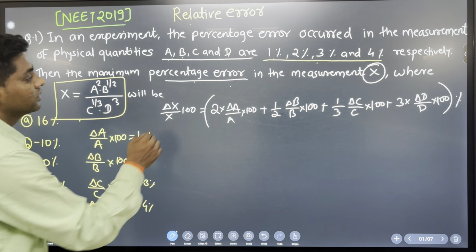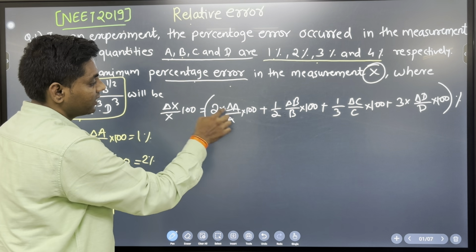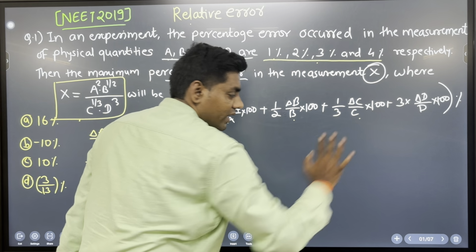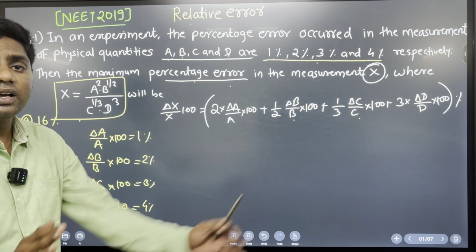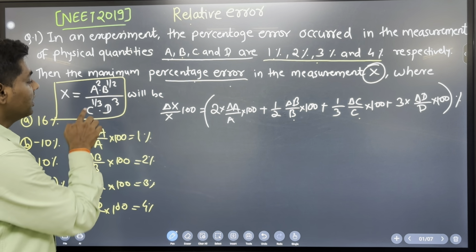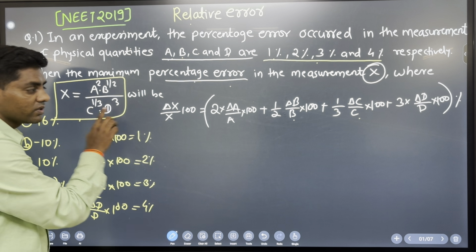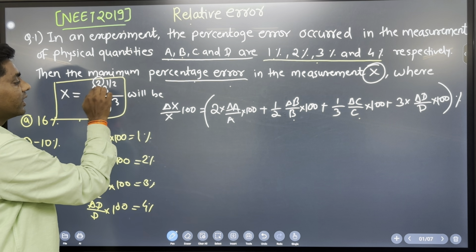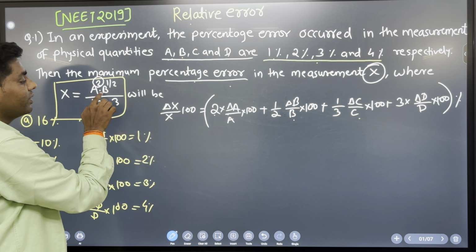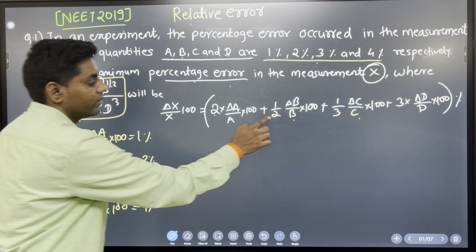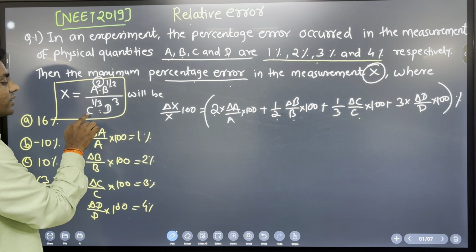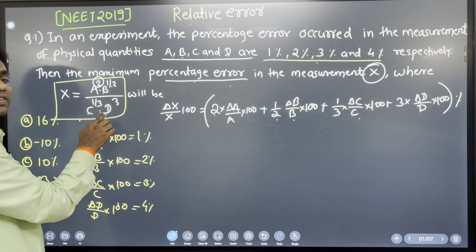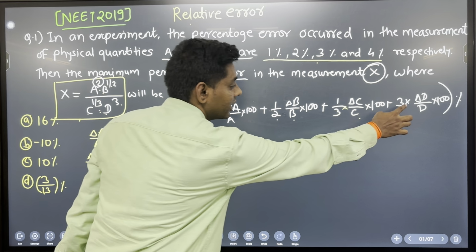Write down the relative error in terms of A, delta A by A, in percentage. For B, delta B by B. For C, delta C by C. And for D, delta D divided by D. And what we have to remember, very simple: whatever may be in product or division, we take the addition of all. And most importantly, A physical quantity has power 2, so we multiplied it by 2. B physical quantity has power 1/2, so we multiply by 1/2. Then C physical quantity has power 1/3, so we multiplied by 1/3. And the last one, D physical quantity has power 3, so we multiply by 3.